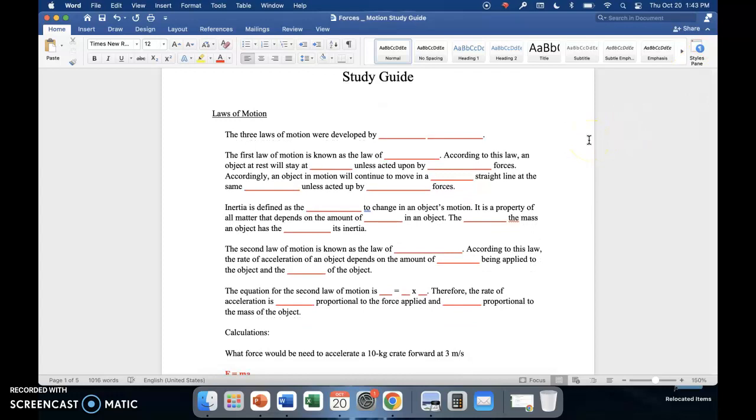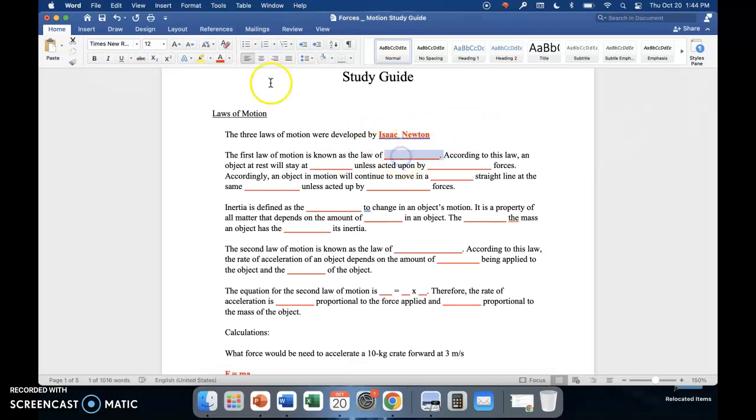I'll be typing in answers. You can follow along as I do that. And that should not be a problem for anybody. So let's get going. The three laws of motion. Who was our guy? Well, our guy, you should all know, is Isaac Newton. These are why they are called Newton's laws of motion. So we have Isaac Newton, Sir Isaac Newton.